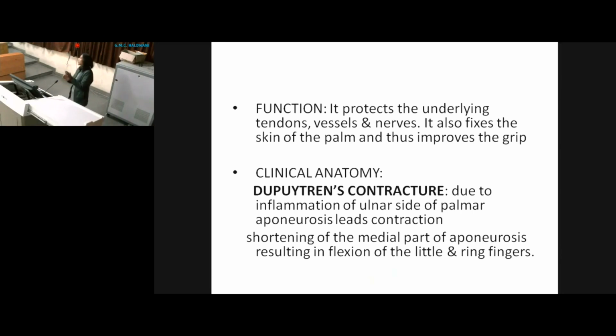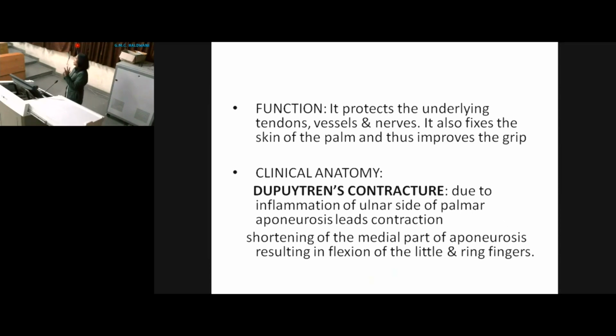Sometimes when there is an inflammation, especially on the medial side of the palmar aponeurosis, it leads to contracture or shortening of this palmar aponeurosis, because this palmar aponeurosis is continuous with the fibrous flexor sheath. Because of the contracture, there is shortening or flexion of the fingers, especially the ring finger is affected. The middle, ring and little fingers result in the shortening. Because of the shortening, there is a flexion.